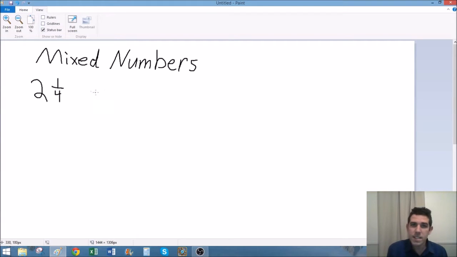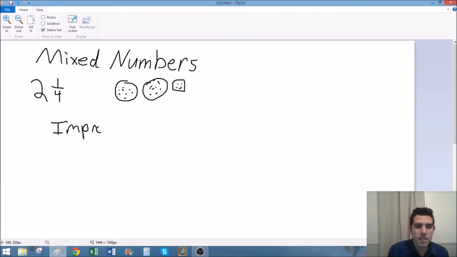If we were to look at this as maybe the pizza problems, this would mean that we actually have 1 pizza, 2 pizza, and then we also have a fourth of a pizza. So 2 and 1/4 means we have 2 wholes and 1/4. Alright, we want to focus on being able to convert a mixed number to an improper fraction.